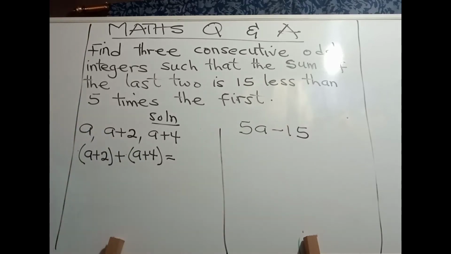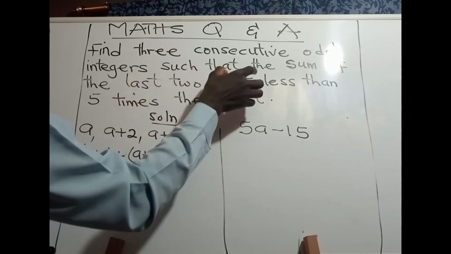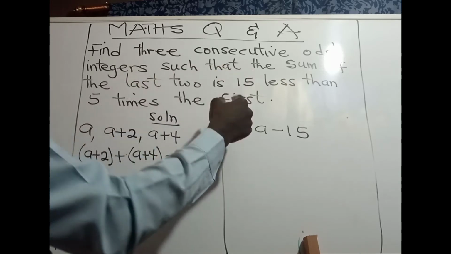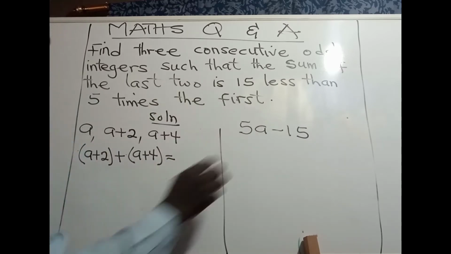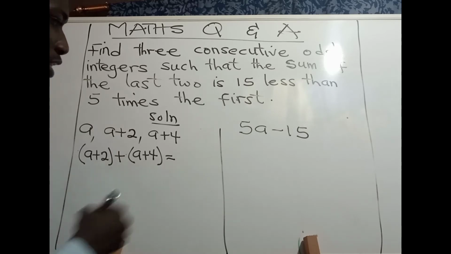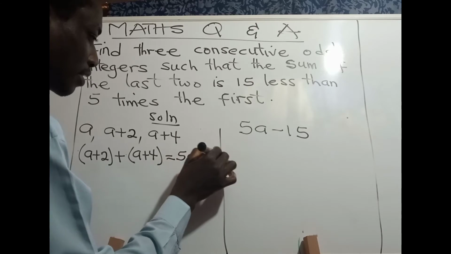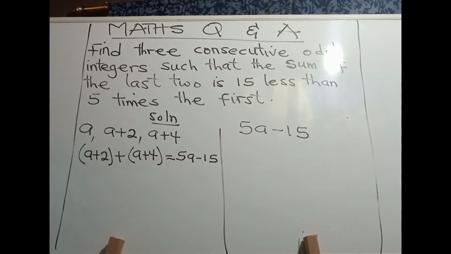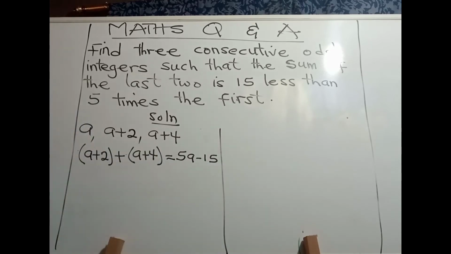Are you getting me now? We are saying that when you add the last 2 integers, that will be the same as 15 less than 5 times the first. So this is 15 less than 5 times the first odd integer. We write it here: 5a minus 15. Right. Now let me clean this one. Okay, so back to the question. Now we can solve it, right?